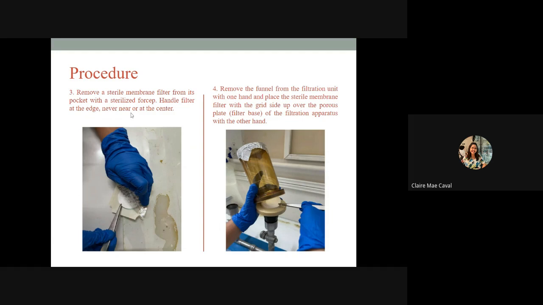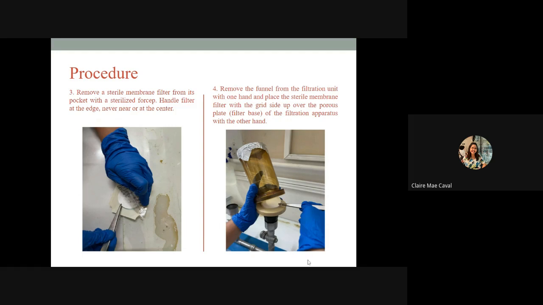Third is you remove a sterile membrane filter from its pocket with the sterilized forceps. Make sure also that the forceps is not too hot or else it will burn the filter. Okay? You handle the filter at the edge like this way but never near or at the center. So you remove it from the pocket and then you remove the funnel from the filtration unit with one hand and place the sterile membrane filter with the grid side up over the porous plate of the filtration apparatus with the other hand. So this is how you place it, class.